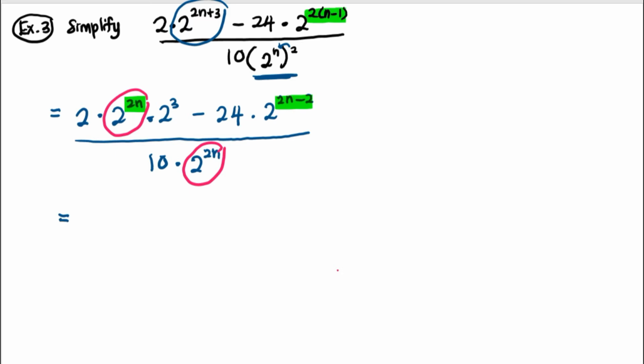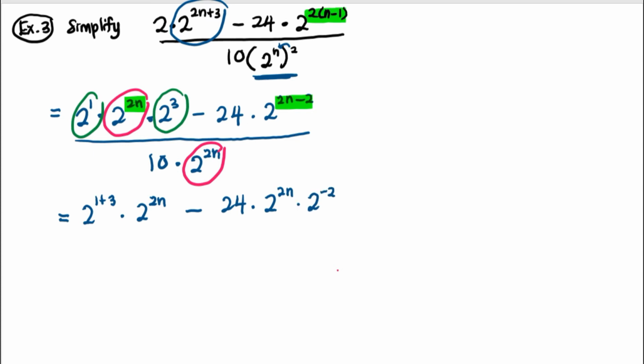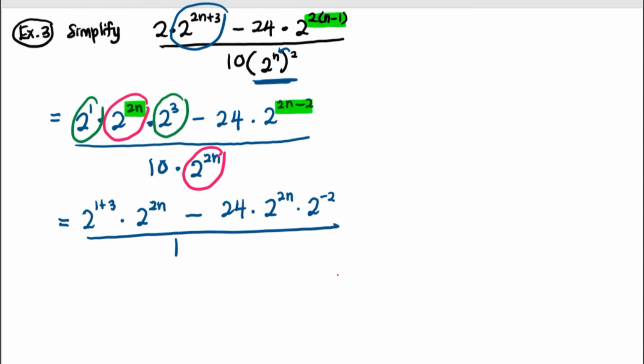When you have 2 to the power of 1, you want to combine it with 2 to the power of 3. So we have 2 to the power of 1 plus 3, and this will become 2 to the power of 4 times 2 to the power of 2n. For this part, we have 24 multiplied with 2 to the power of 2n, and the minus means we have 2 to the power of negative 2. Then we have 10, 2 to the power of 2n.